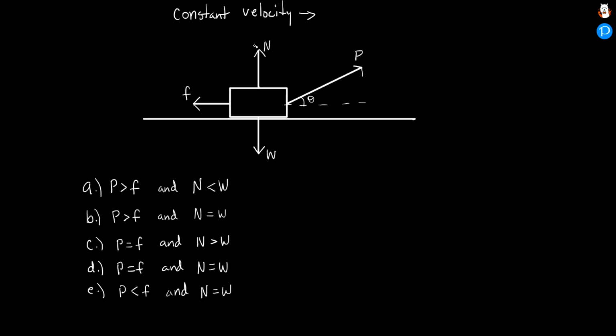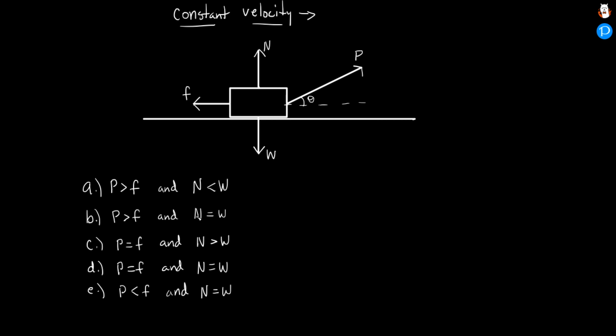Here are my choices. In order for this to move at a constant velocity, which of these has to be true? Well, let's think about this. We can have P, the pulling force, greater than F, and the normal force less than weight. Or the pulling force is greater than F and the normal force is equal to the weight. Or the pulling force is equal to the friction and the normal force is greater than the weight, and so on and so forth. So let's first think about it in terms of normal force and the weight.